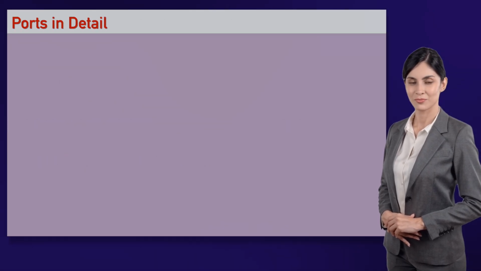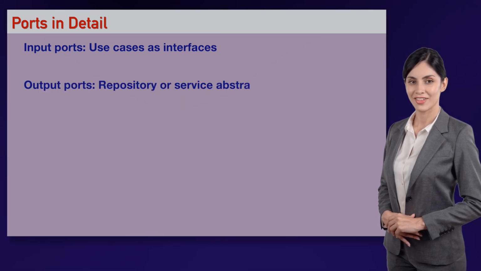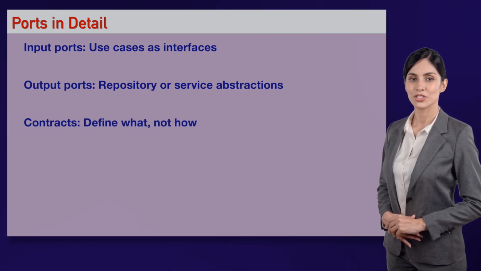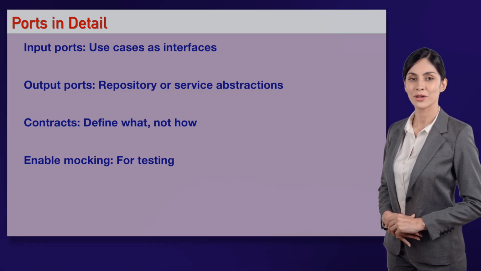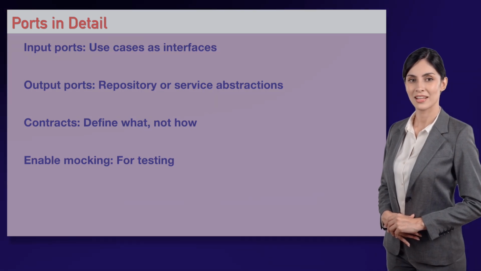Exploring ports in more detail, input ports represent use cases or application services as interfaces that the core exposes for external callers, defining the what of operations without implementation details. Output ports are abstractions for outgoing dependencies, such as repository interfaces for persistence or notification services. Both serve as contracts that specify behavior clearly, allowing the core to remain agnostic. This design enables easy mocking of ports during tests, ensuring isolated verification of domain logic.